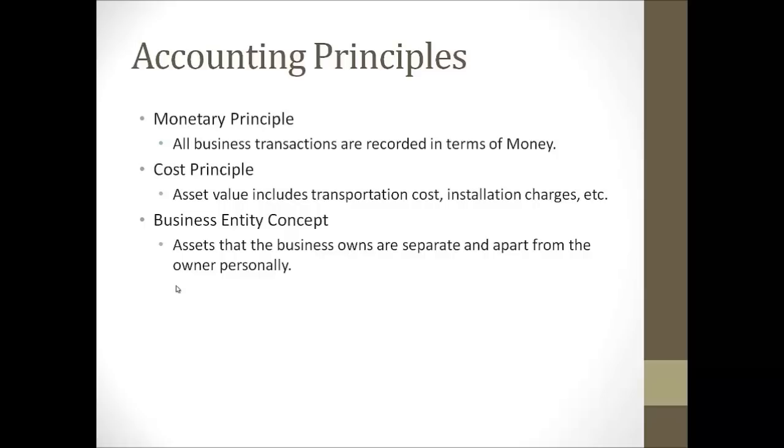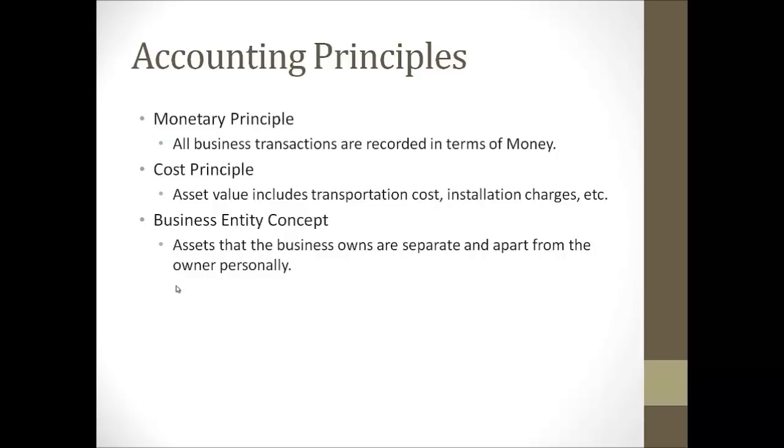Also, we have the cost principle, and what this means is that you should tie to that asset also the value of transportation costs, installation charges, etc. So if you installed a new pizza oven and the value of the pizza oven was $5,000, but you have to pay $300 for shipping and installation, the value of that pizza oven is not $5,000. The value of that pizza oven is actually $5,300.